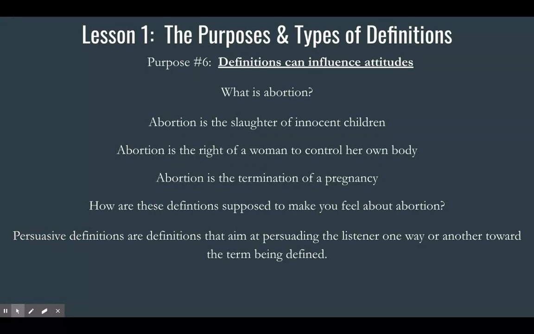So if I said school is a place where children are enlightened and trained in the ways of the world, well, that must mean I really like school. Or if I said, school is a place where we torture kids for 8 hours a day, that's maybe how you would define school, because you don't like it.